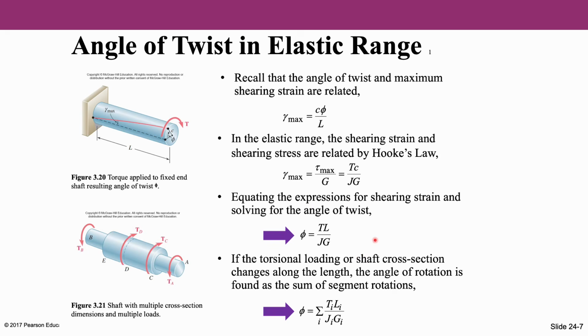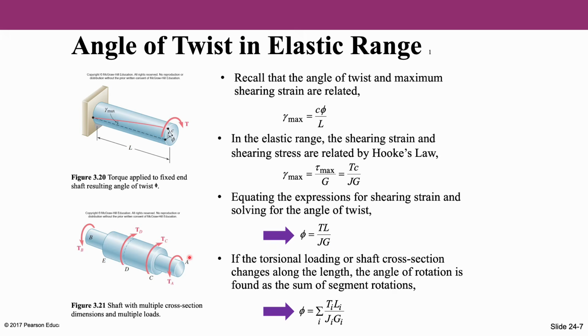As you can see, the angle of twist experienced by this circular shaft, which is subject to this torsional loading, is a function of the applied torque T, the length of the shaft L, the polar moment of inertia of the cross-section J, and the shear modulus G.